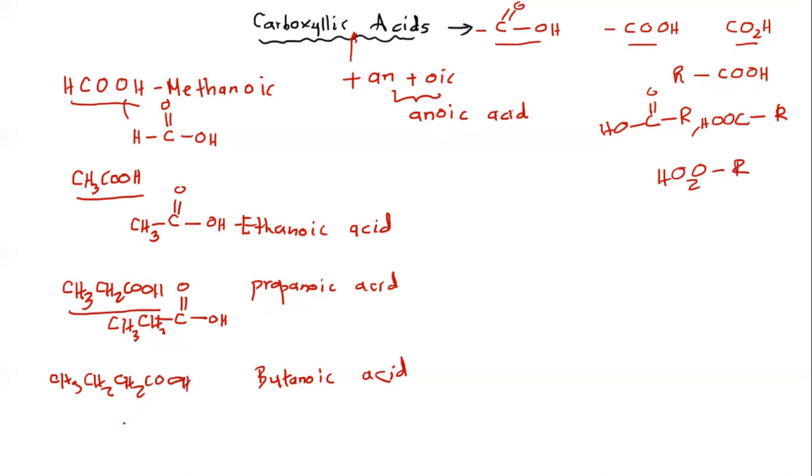And the partly displayed formula can be shown as CH3. This is not the full displayed formula. CH3, CH2, CH2. And at the end, I can write the functional group COOH. This is how I can introduce to you the very basic naming system and construction of the first four carboxylic acids with partly displayed formula as well. You must know how to construct these things if you want to do a carboxylic acid question well in a paper.